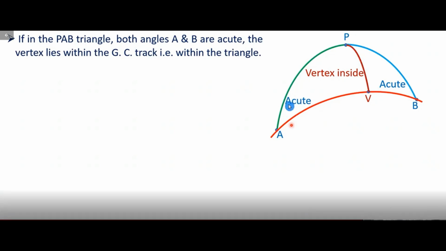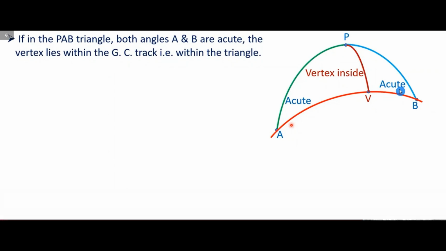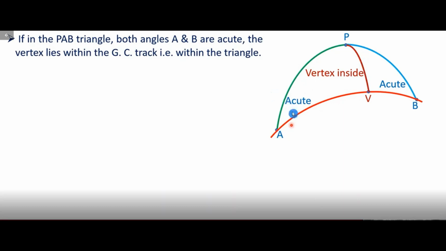So let us say condition number 1, आपने ये दोनों एंगल चेक किए. Angle A was 30 degrees, angle B was 60 degrees. आपने देखा कि दोनों के दोनों एंगल एक्यूट हैं, मीन्स 90 डिग्री से कम है. अगर दोनों एंगल एक्यूट एंगल्स हैं, less than 90 degrees, the vertex has to lie between A and B. So the vertex will lie inside our PAB triangle. That is the first thing.